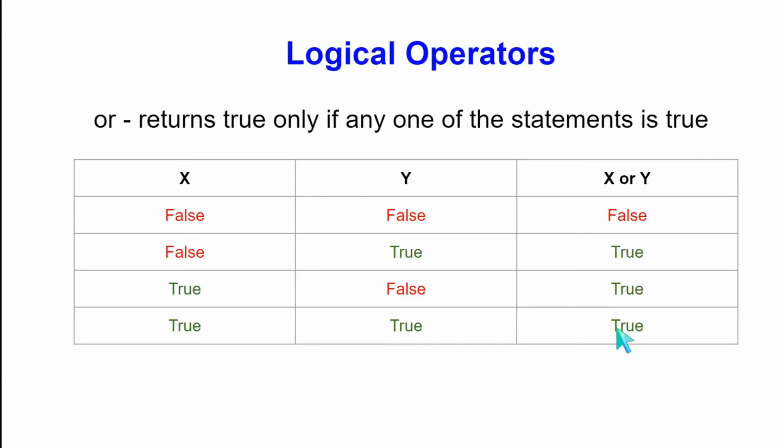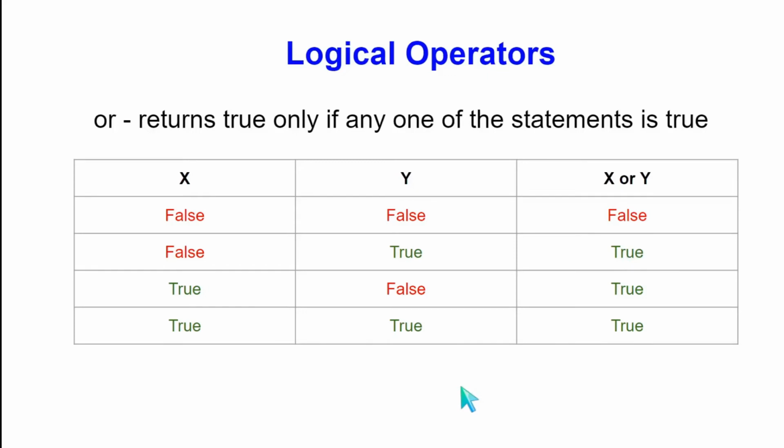Now let's look at OR. In this case the condition will evaluate to true if any of the statements are true. You are understanding the difference, right? In AND both the conditions must be true. Here, even if one of the conditions is true, the output will be true. So in the first case, since both are false, the output will be false. But here one is false and the other is true, and one is true and the other is false, and the output is true. And obviously if both are true, then it will be true.